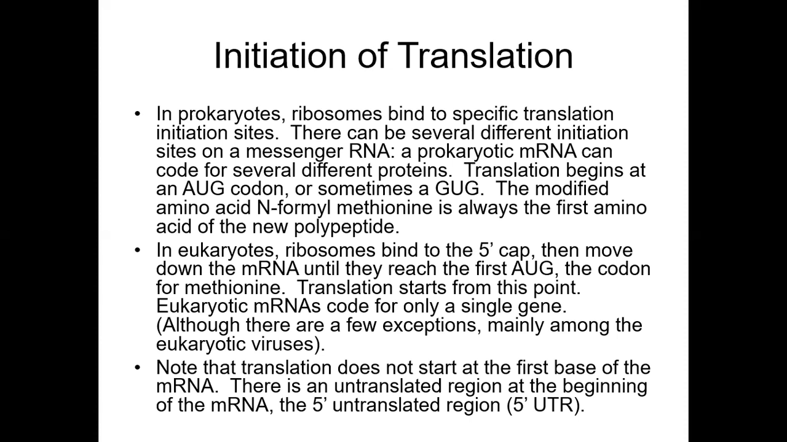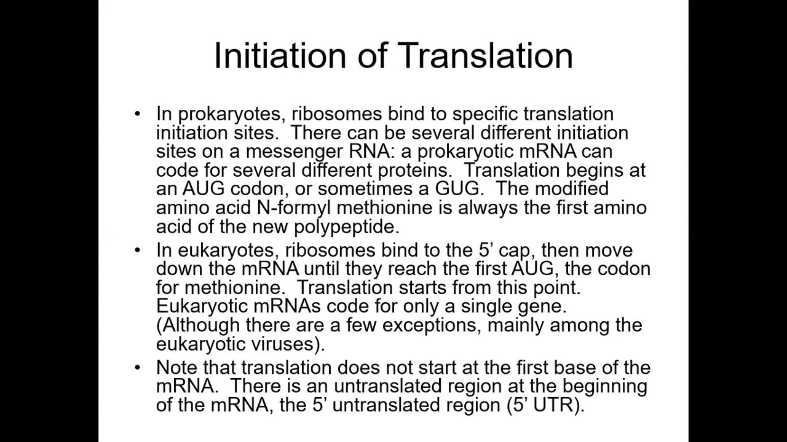In eukaryotes, the ribosome binds to the 5' end, and as you know, before the mRNA moves from the nucleus to the cytoplasm, capping and tailing take place. So the enzymes present inside the cytoplasm cannot attack that mRNA and cannot destroy it. The modification on the 5' end is capping, and on the 3' end poly A tailing is done. So in eukaryotes, the ribosomes bind with the 5' cap, then move down the mRNA until they reach the first AUG codon, which is the methionine codon. Translation starts from this point.